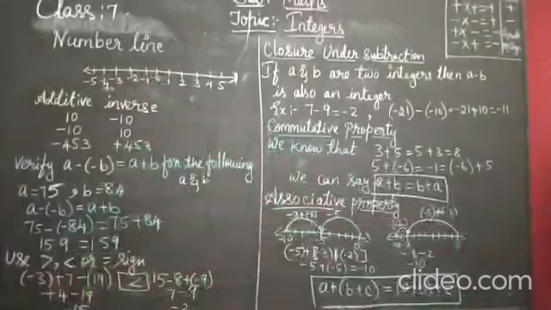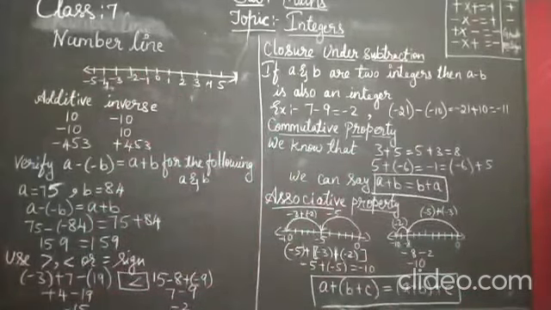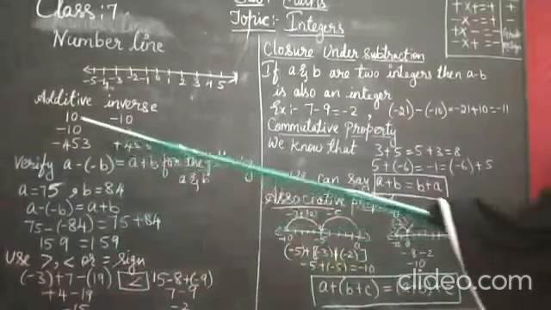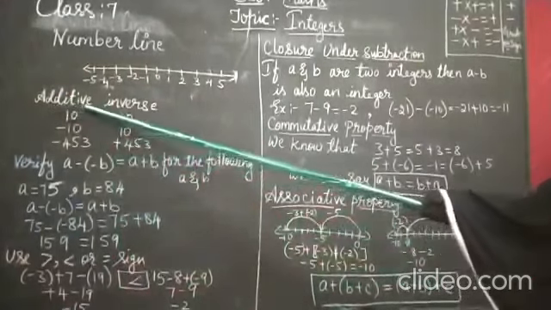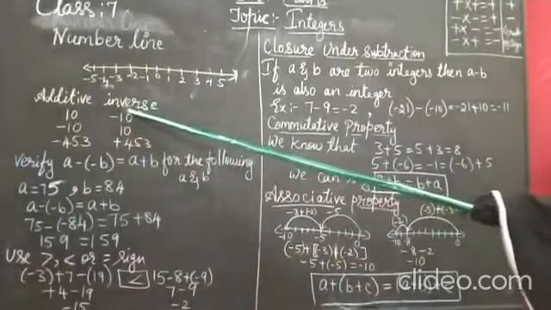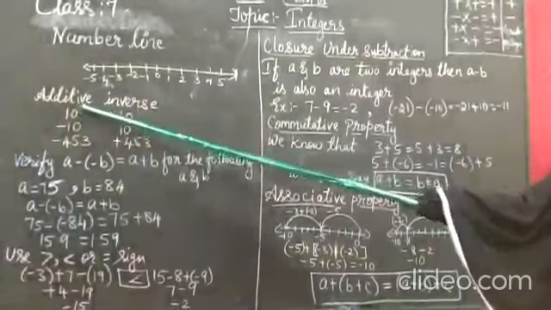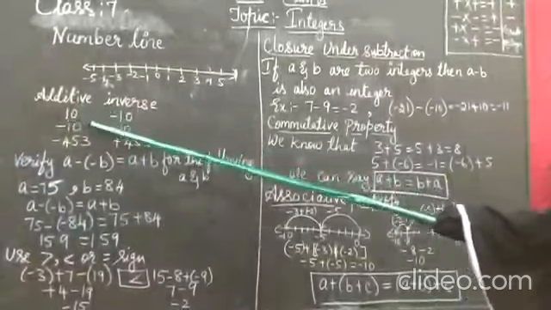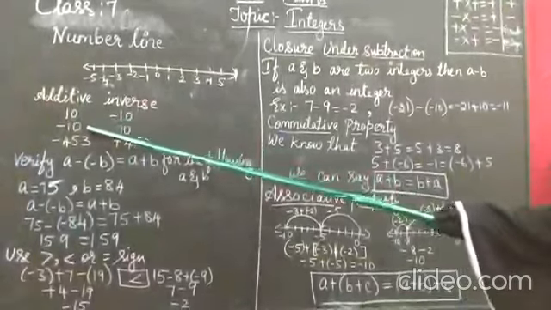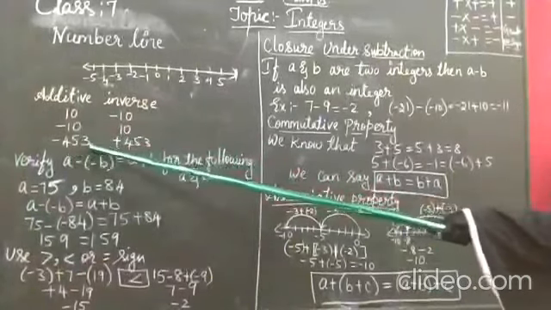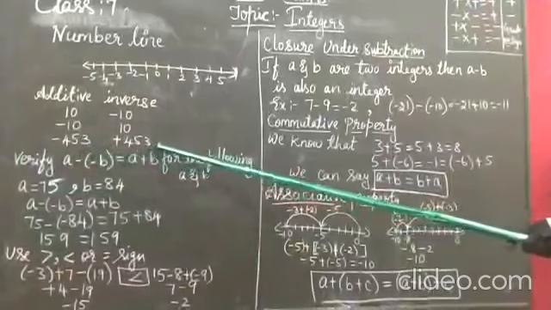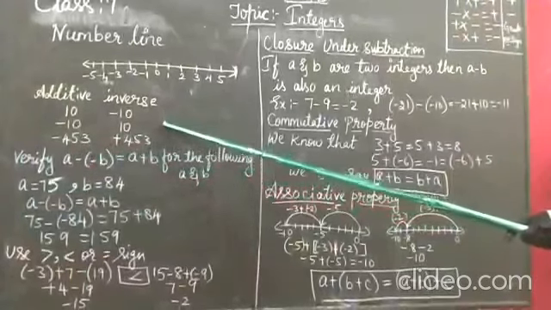Then, coming towards the integers, here is the additive inverse. Additive is nothing but the sum of numbers and inverse is the opposite. Now, the additive inverse of the given integer +10 is -10. Similarly, -10 becomes +10. -453 goes to +453. This is nothing but the additive inverse.